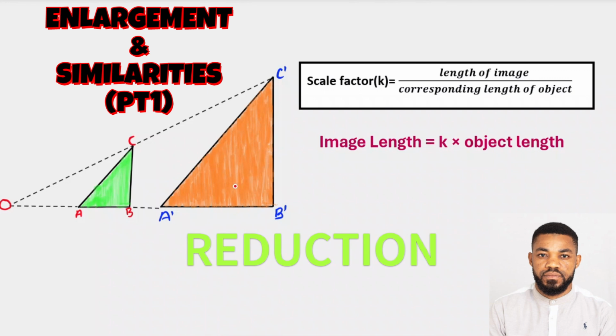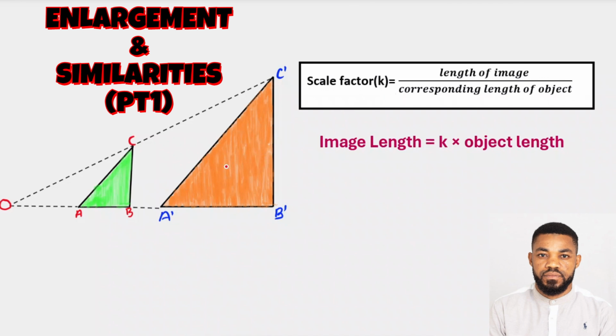So the scale factor can increase an object, it can also decrease an object, depending on the number that we are using. Now let's see something. The scale factor has a formula, that is the scale factor K is equal to the length of image over corresponding length of object. So when we are given two shapes whereby one of them is an image of the other, that is when we can use this particular formula.